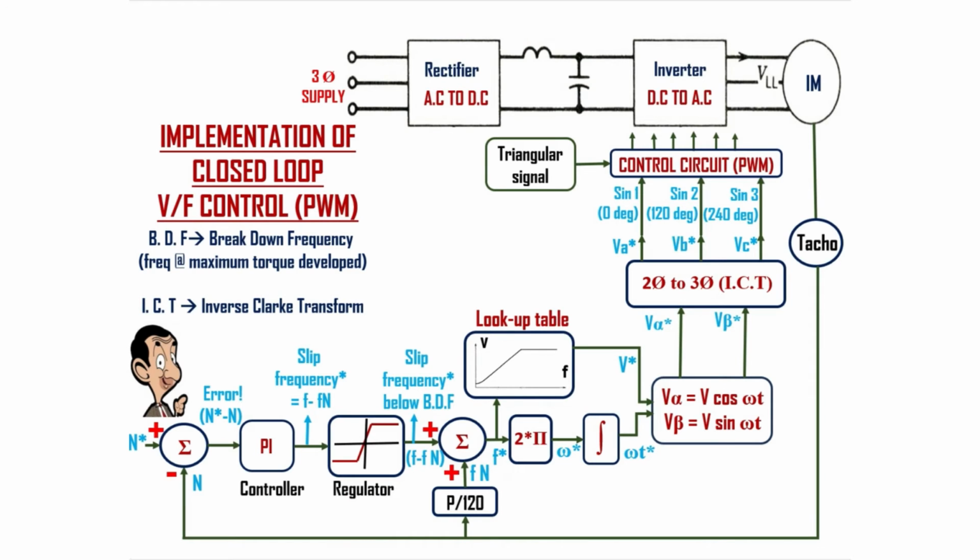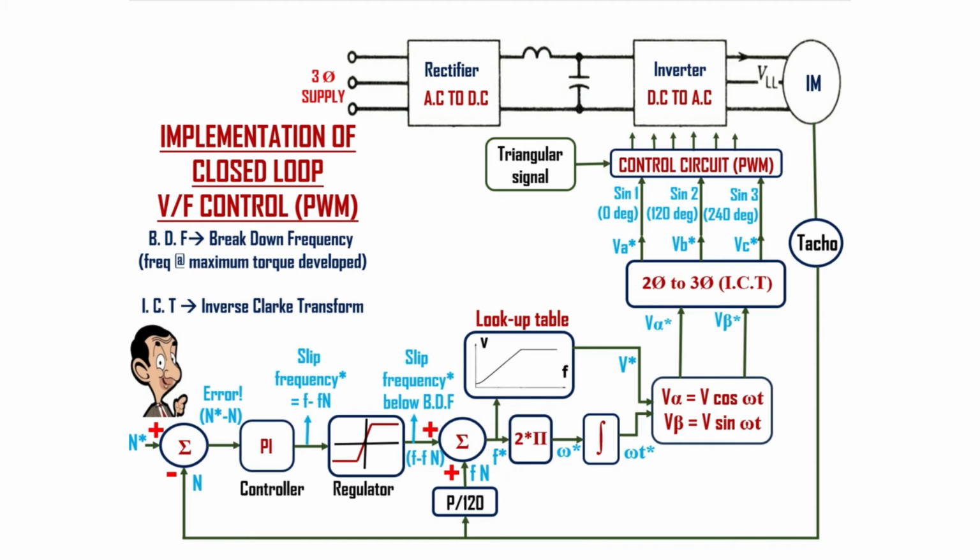Now, let's see the implementation of closed loop V by F control using the PWM method, which means it will have 3 sinusoidal signals and 1 triangular signal as shown here. A closed loop system is used where precise speed control is required, because even if any external disturbances happen, the closed loop system identifies it and maintains the desired rotor speed n star which we want.